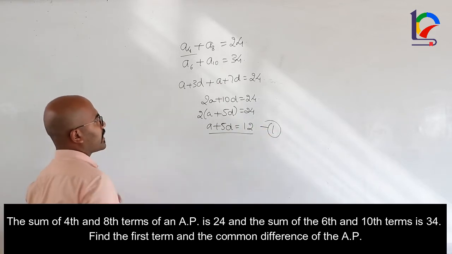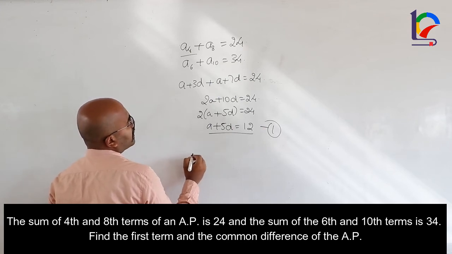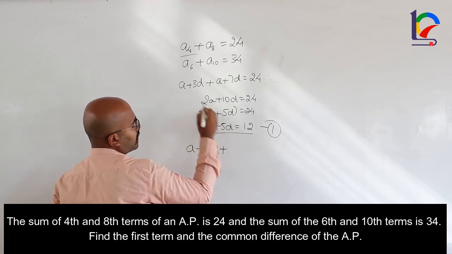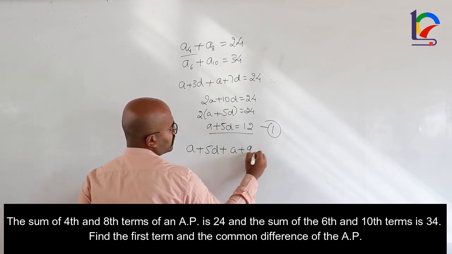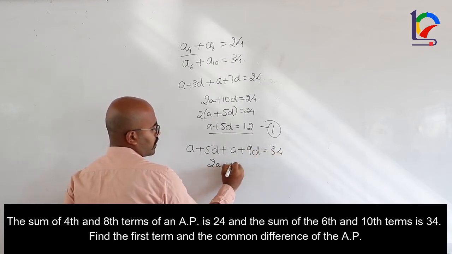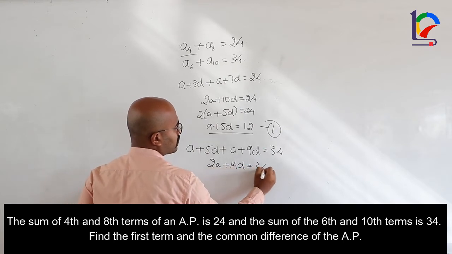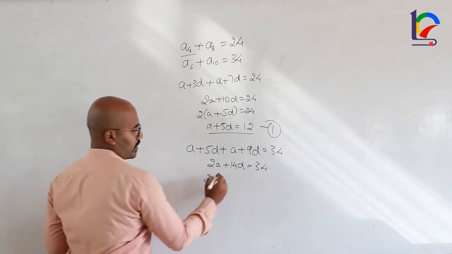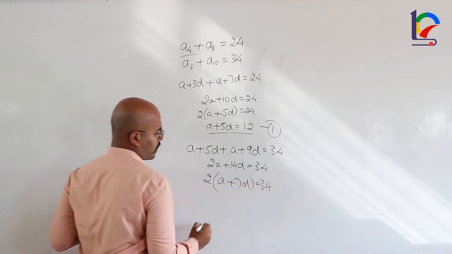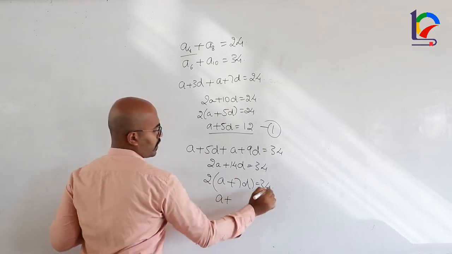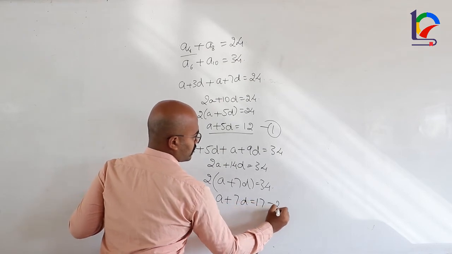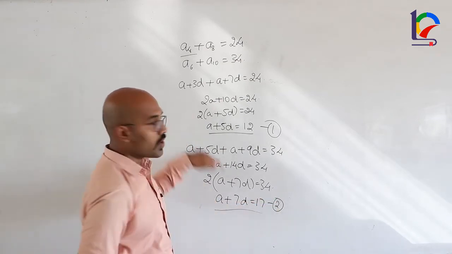Taking the second condition, a6 plus a10. a6 I can write as a plus 5d. Similarly the 10th term I can write as a plus 9d, and the sum is equal to 34. So 2a plus 14d is equal to 34. If I take 2 common and divide by 2, a plus 7d is equal to 17. So I got 2 equations.